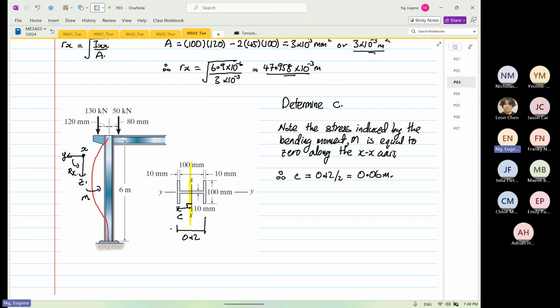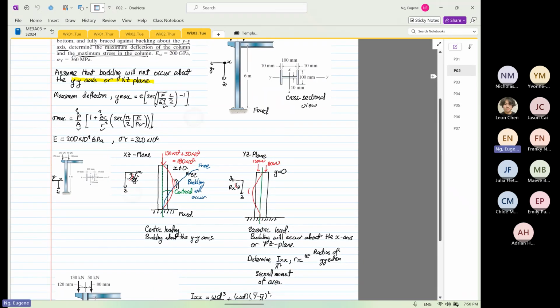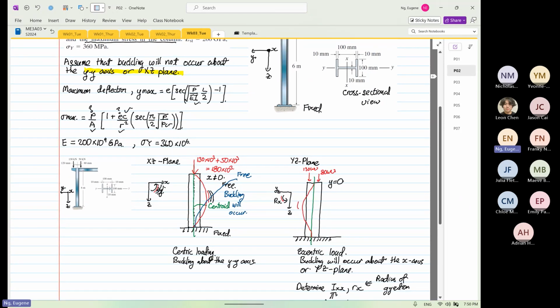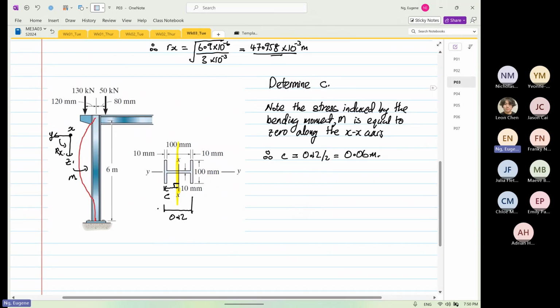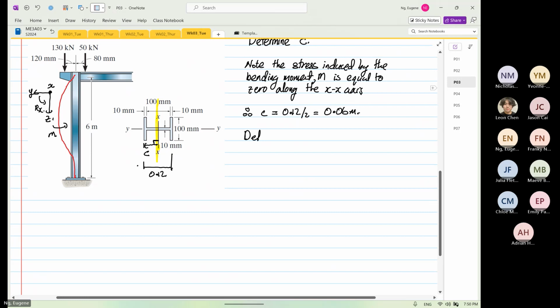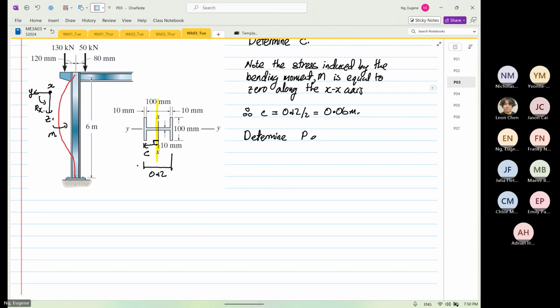Okay. Right. So once we have all these values, let's see what we have. So we know what is our C, right? We don't know what is our P, and we also don't know what is our PCR. So we need to determine our P and PCR, our critical stress. Okay, so P is pretty straightforward. P is equal to 130 times 10 to the power 3, and because the definition of P is applied force, then plus 50 times 10 to the power 3. So this will total equal to 180 times 10 to the power 3 Newton.